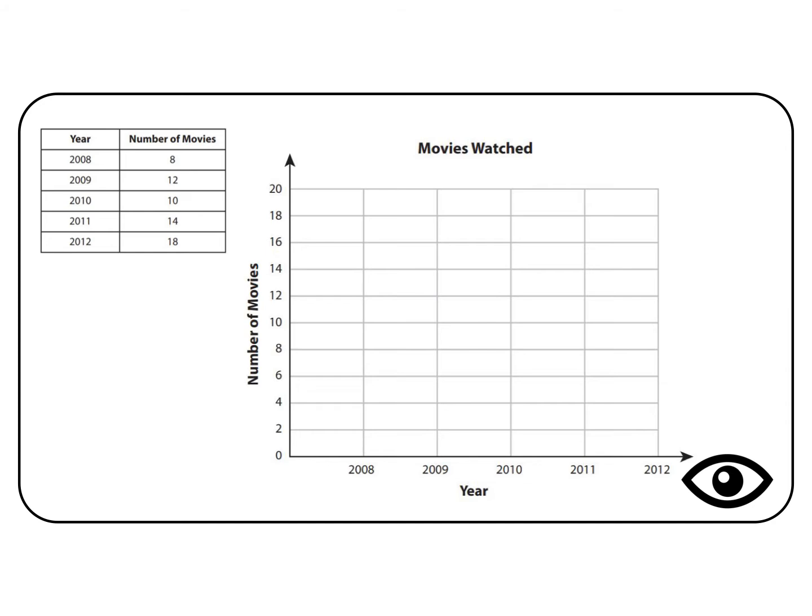All right, guys. Yesterday we learned how to make ordered pairs out of a data table and graph the points. Today we're going to take those points and make them into something meaningful. I've started this graph for you. This graph is about movies that are being watched.